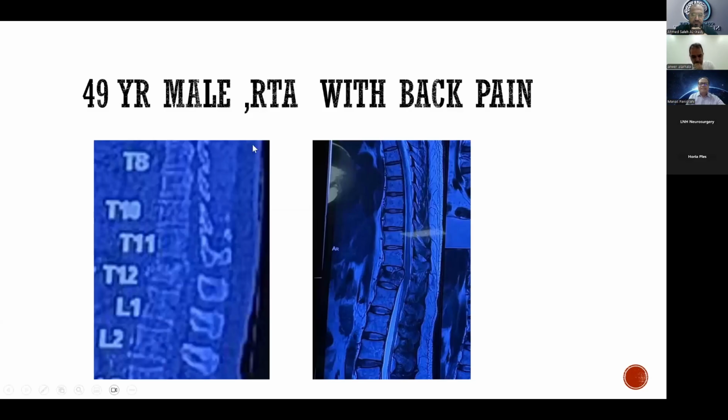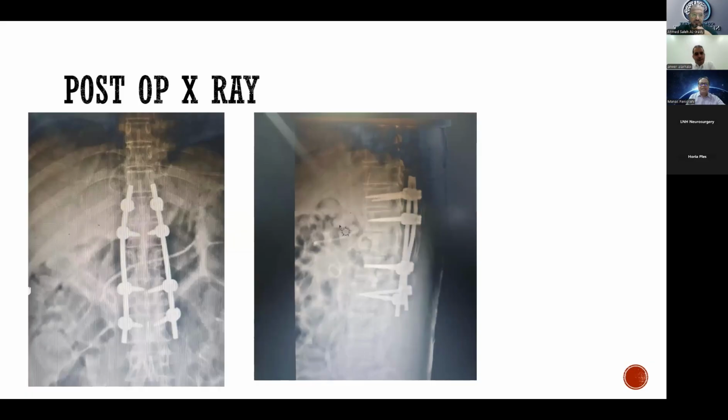Whereas this patient, a 49-year-old man, came with a road traffic accident with back pain. One can see here the CT scan shows there is a burst fracture of the D12, and the MRI shows a burst fracture with intact PLL, and here you need fixation with indirect decompression. And this is what we have done. We did fixation two levels above and two levels below to stabilize the spine.